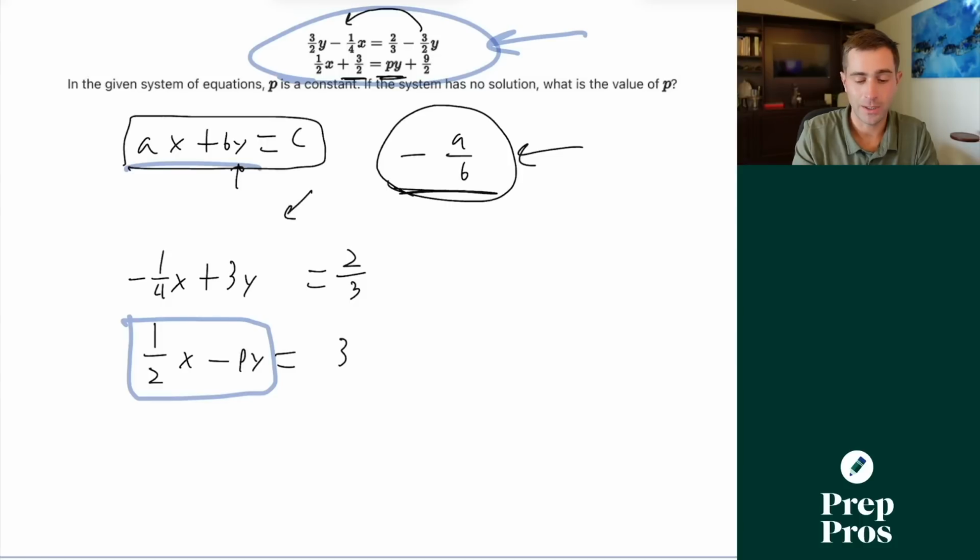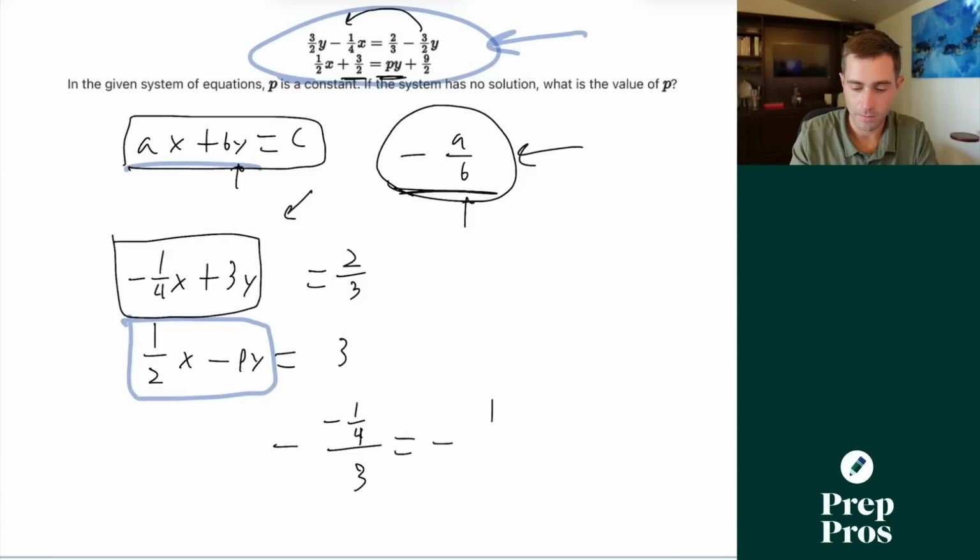Now what we know is negative a over b gives us the slope. So negative 1/4 over 3 is equal to negative 1/2 over negative p. Now, when I teach this in my book, I just teach it as a over b because the negatives will always cancel each other out like we just did. Now from here, we just have to cross multiply and solve through. So we're going to cross multiply with our p and our 3 here.